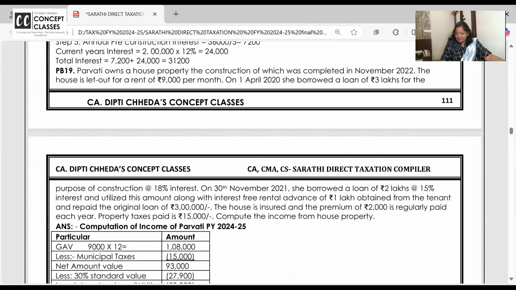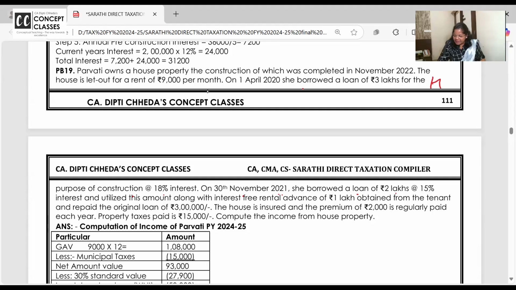Parvati owns a house property, the construction of which was completed in November 22. House is let out for 9,000 per month. On 1st April 20, she borrowed a loan of 3 lakhs for the purpose. On 30th November 2021, she borrowed a 2 lakh loan.